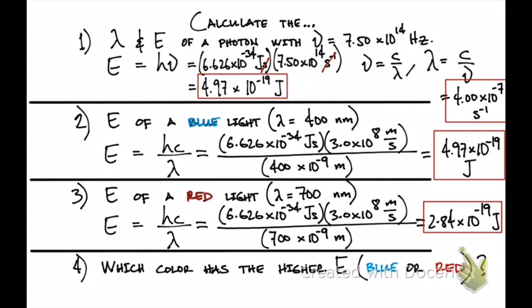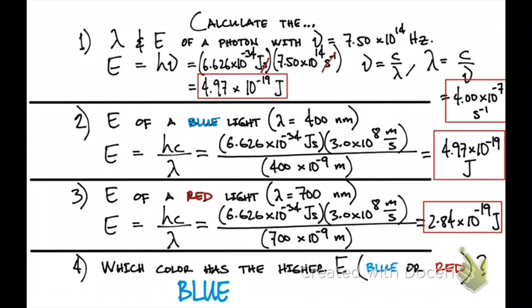So now, which color has the higher energy? Is it blue or the red light? Well, you can compare them using the numerical values that we just calculated. So this is for the red light, 2.84 versus the blue light, which is 4.97. So you can see that blue light has the higher energy compared to the red light.